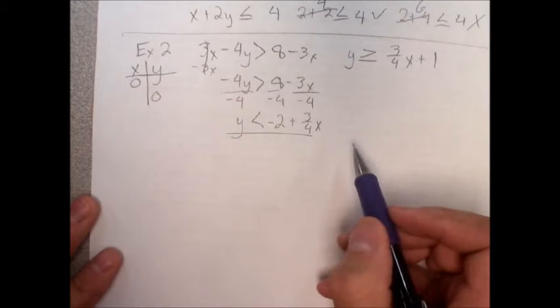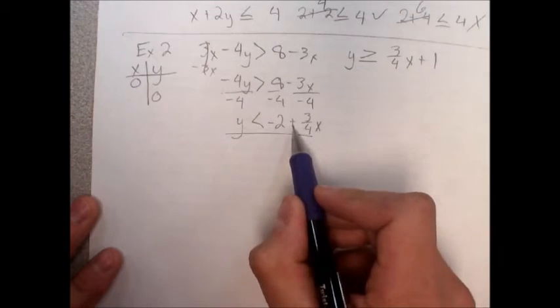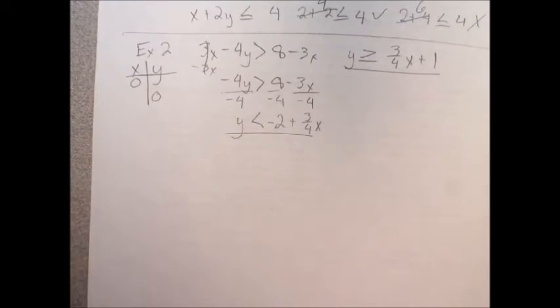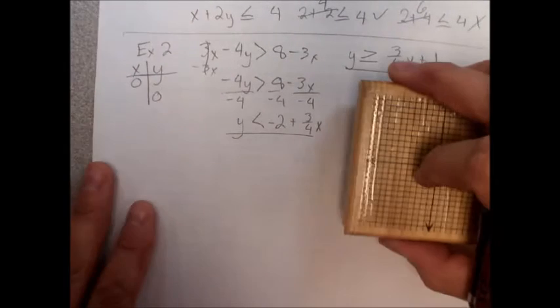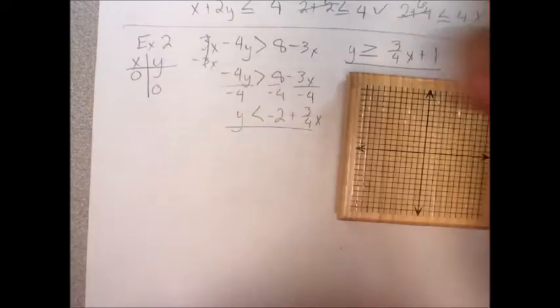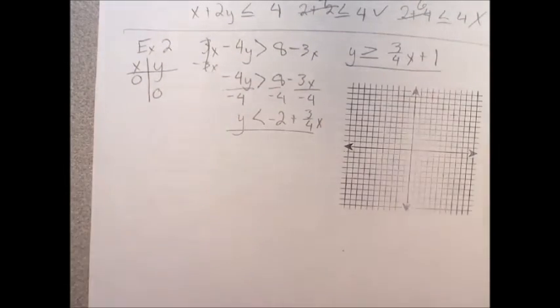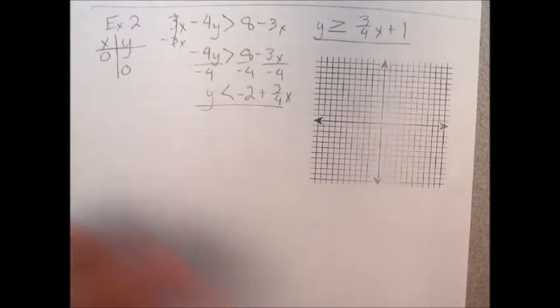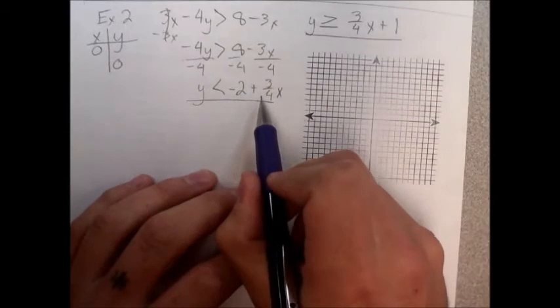I have y is less than negative 2 plus 3/4 x, and I have y is greater than or equal to 3/4 x plus 1. Now I can already tell something about these lines. What do I know about them? They're the same slope, right? So they are what? Parallel. But that doesn't necessarily mean that there's no solution yet. So we have to actually graph these.